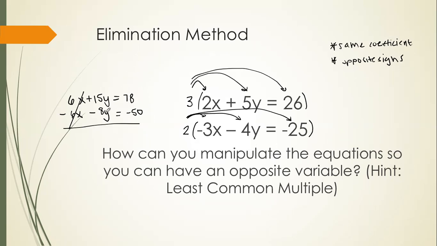15y minus negative 8y. Hold on. 15y combined with negative 8y would give me 7y. You subtract because there's a plus right there. You can either say 78 plus negative 50 or 78 minus 50. It's the same thing. So that equals 28.